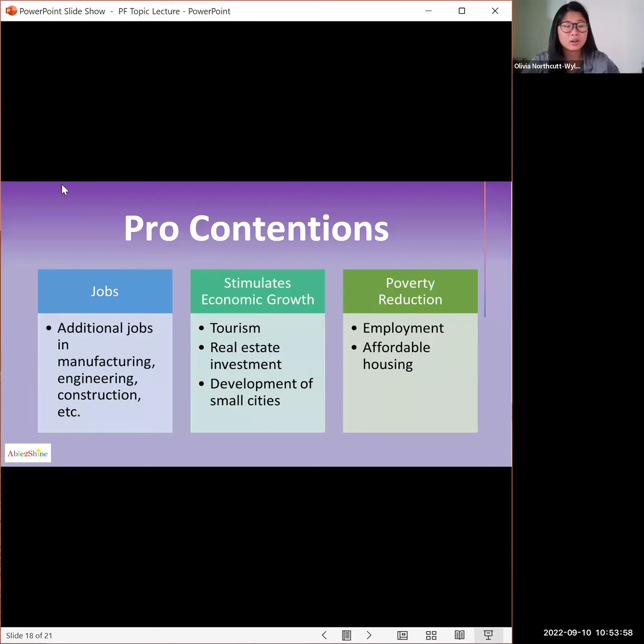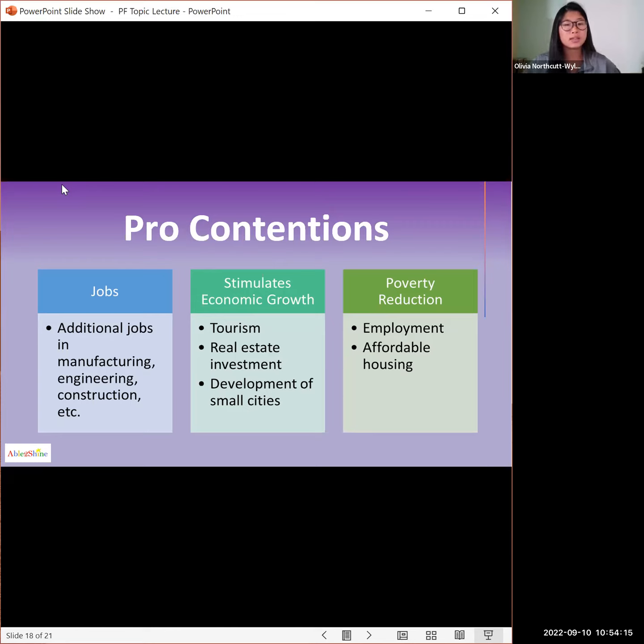Now let's talk about how we can use all of this information and put it into contentions, and what sorts of contentions you should be prepared for. So the pro contentions, as we talked about earlier, the essential question is going to be economic growth. These are three sectors of it.